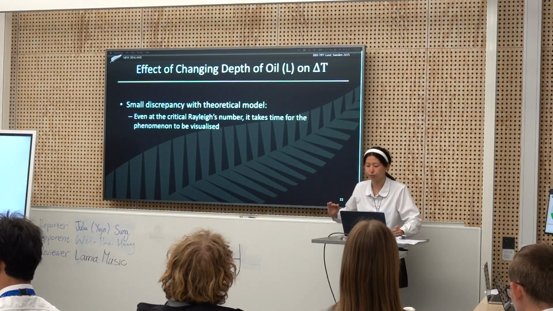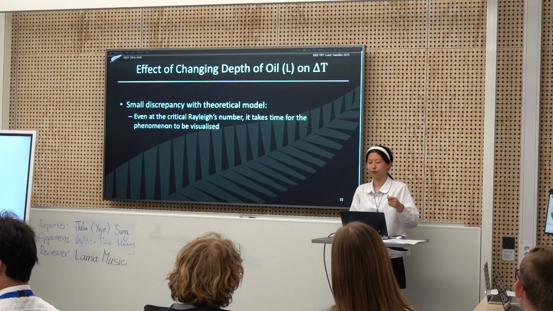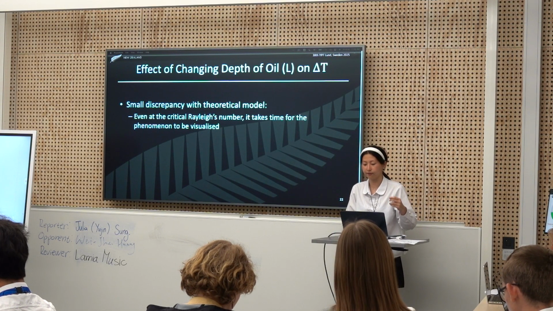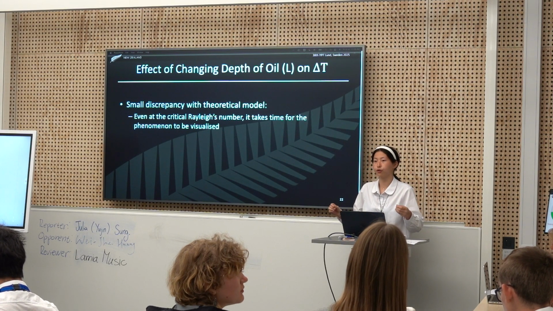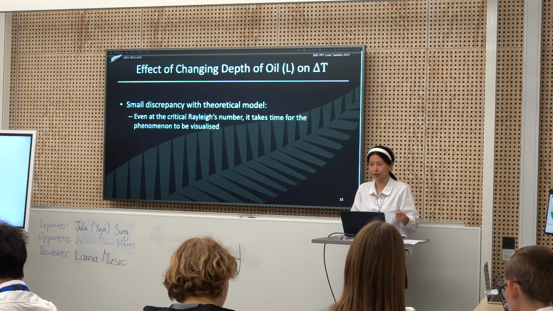model slightly under-predicts the temperature difference required for the cell to form. This is because the critical Rayleigh number is when the buoyancy forces are able to overcome these dissipative forces, and therefore, even at the critical Rayleigh number, it does take time for the cells to actually form and to be able to be visualized.